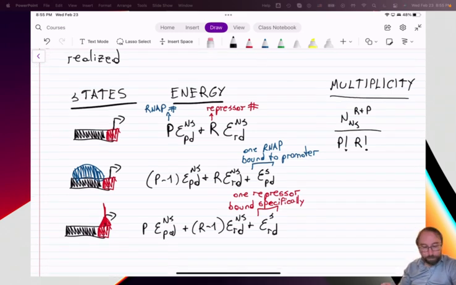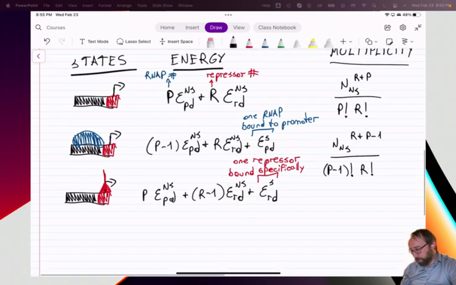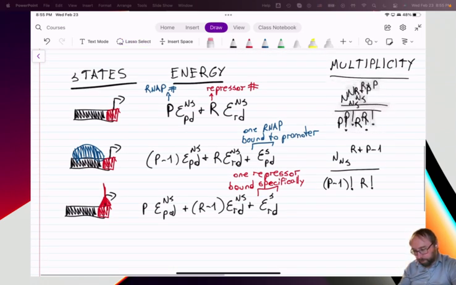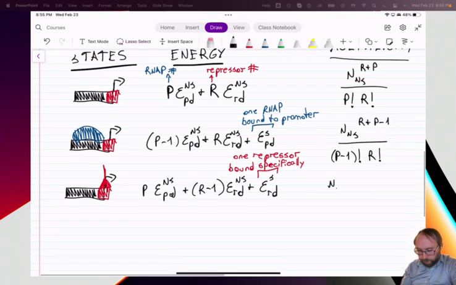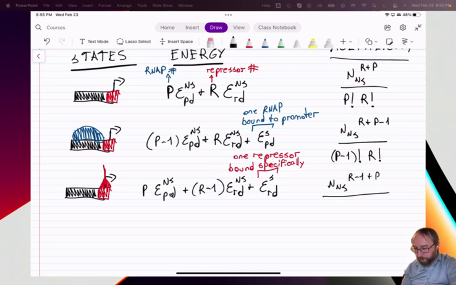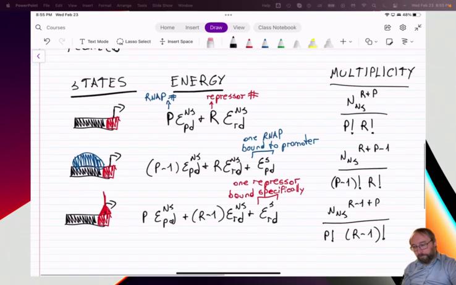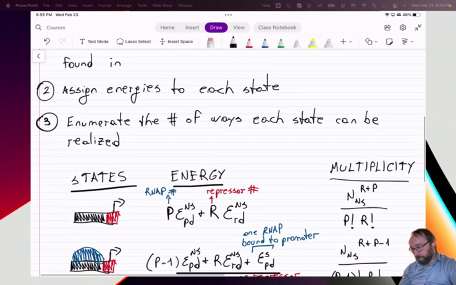Well, here I lost one of the polymerase, so this is going to be NNS to the R plus P minus 1 divided by P minus 1 factorial divided by R factorial. And the final one, move this up a little bit just to make some space. And the final multiplicity is going to be NNS to the R minus 1 plus P divided by P factorial R minus 1 factorial. Okay? And finally, I'm ready to compute the Boltzmann weights.